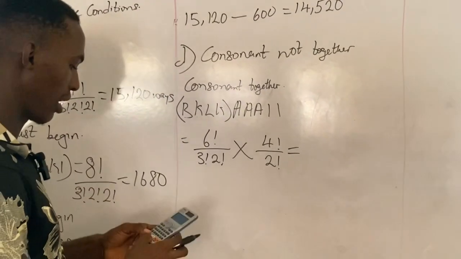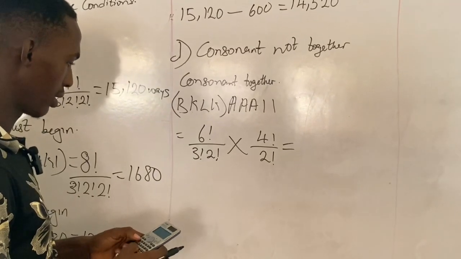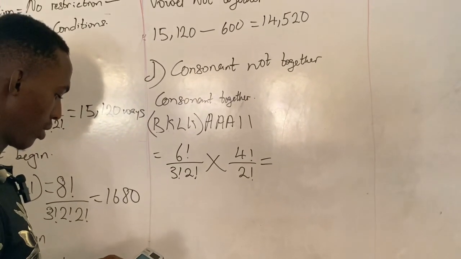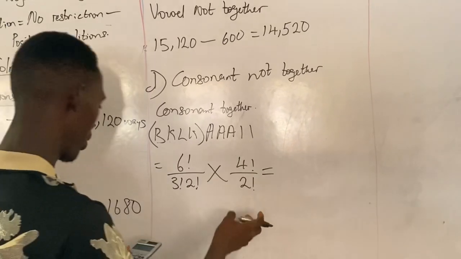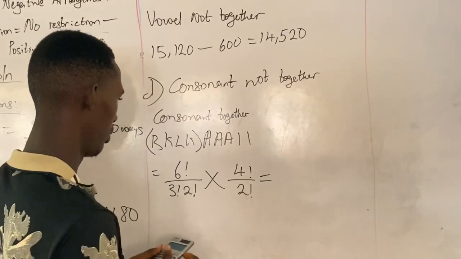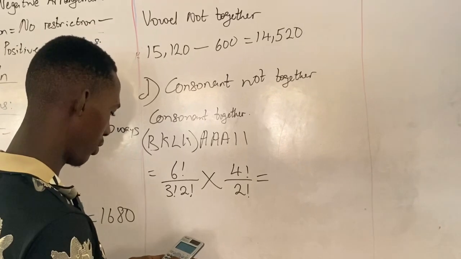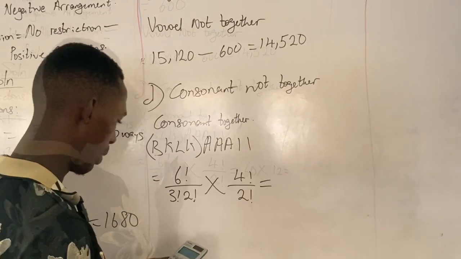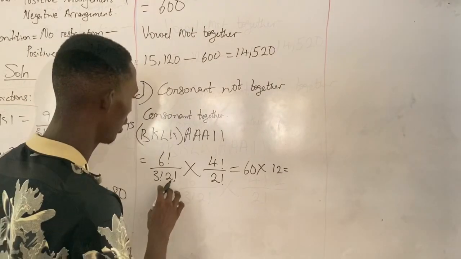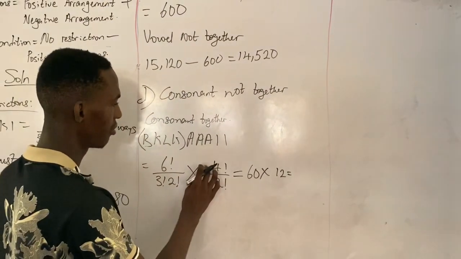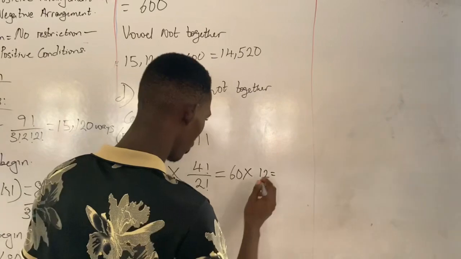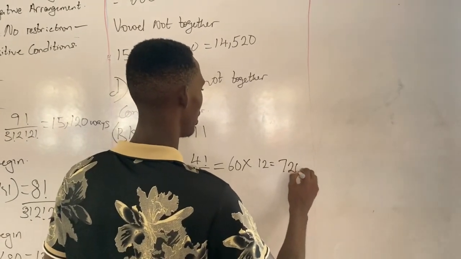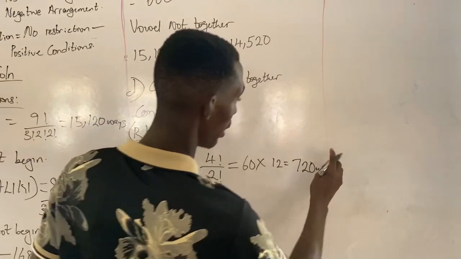By doing this, we have 6 factorial divided by 3 factorial times 2 factorial, then you multiply it by 4 factorial over 2 factorial. So 6 factorial divided by 3 factorial, 2 factorial will give us 60. Then 4 factorial divided by 2 factorial will give us what? 12. Therefore, if you multiply both, then we are left with 720 ways. Now we are not done here.